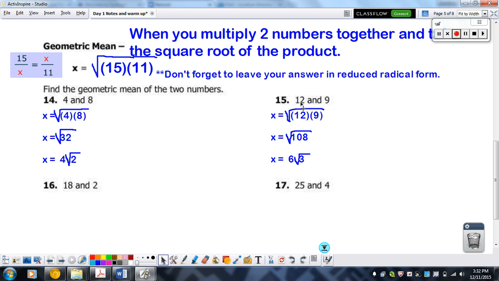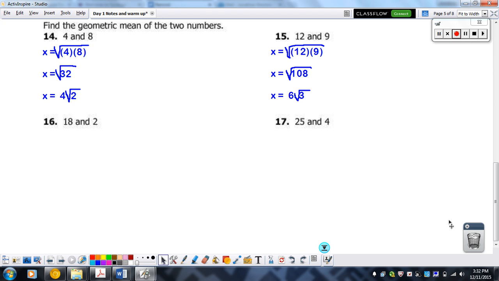Number 15, again, if we go with the geometric mean of 12 and 9, it's going to equal the square root of 12 times 9. 12 times 9 is 108. So we're going to take the square root of 108. 108 is 36 times 3. Square root of 36 is 6. So we end up getting 6 square roots of 3. So go ahead and try to do 16 and 17 on your own. And again, we will check those in class.